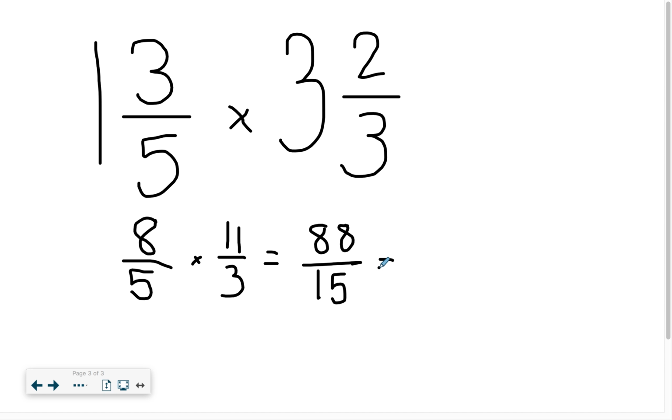Now some of you may go, hey, Miss Schultz, I can change this into a mixed number. And you are 100% correct. You would ask yourself, how many 15s fit into 88? And you would say 5 15s fit into 88. That takes out 75. So you would have 13 left. 13 over 15.